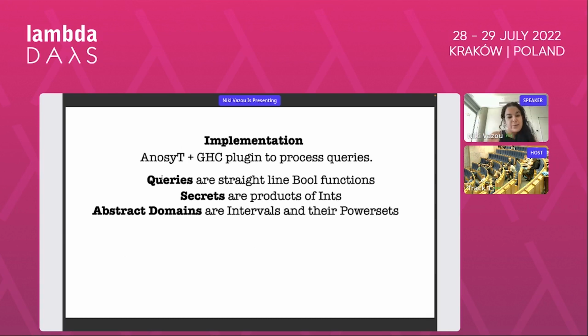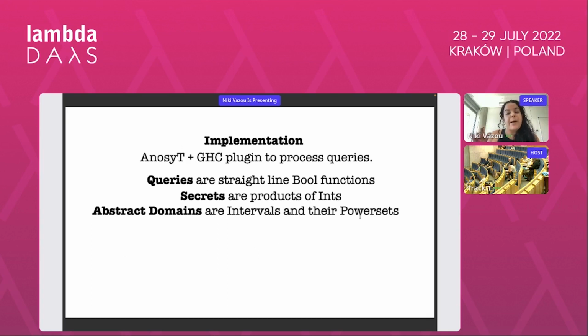Concretely, the queries are straight-line Boolean functions, by which I mean we cannot have recursion, because the idea is that all the queries you define are encoded into Z3, by direct encoding of Haskell to Z3. The secrets that we have used are basically products of integers, because we have only abstracted integers in these examples. And for abstract domains, we did the intervals that I presented in the example before.